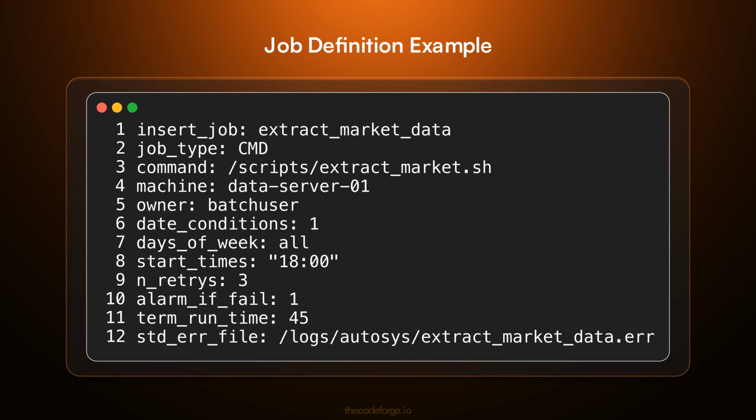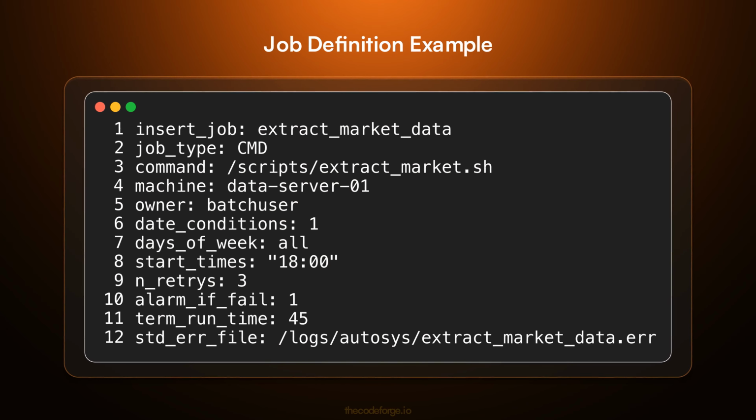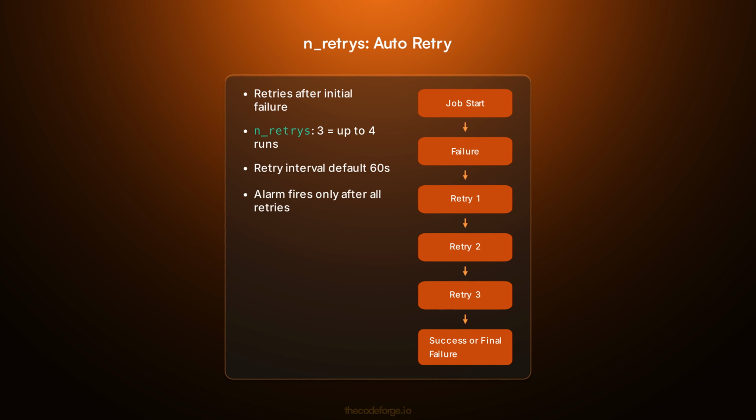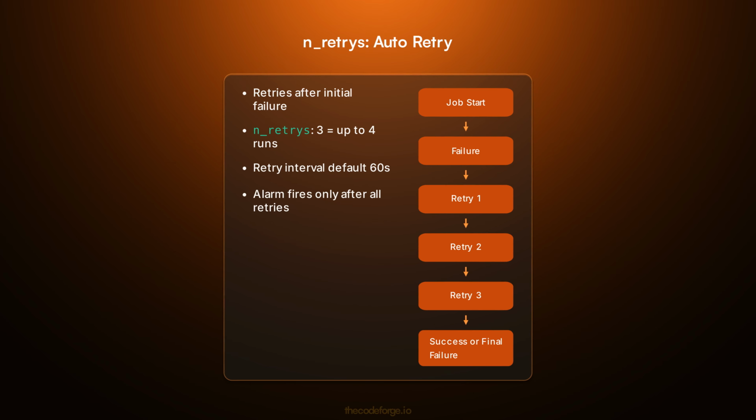Here's a typical job definition. It runs a script at 6 p.m., retries up to 3 times on failure, alarms only after all retries exhaust, and kills the job if it runs over 45 minutes. The nretries attribute tells AutoSys to automatically rerun a failed job n times. A hidden detail: nretries 3 means up to 4 total runs, the original attempt plus 3 retries.